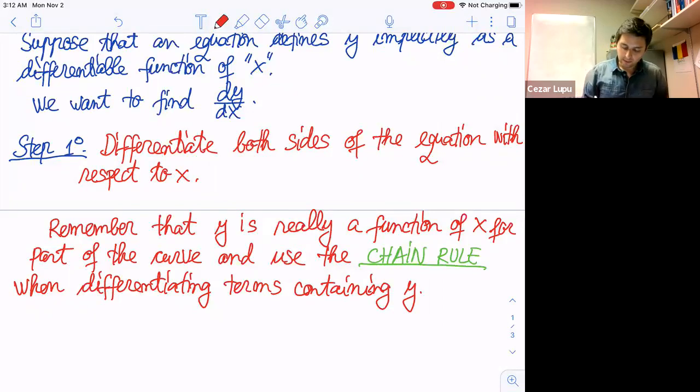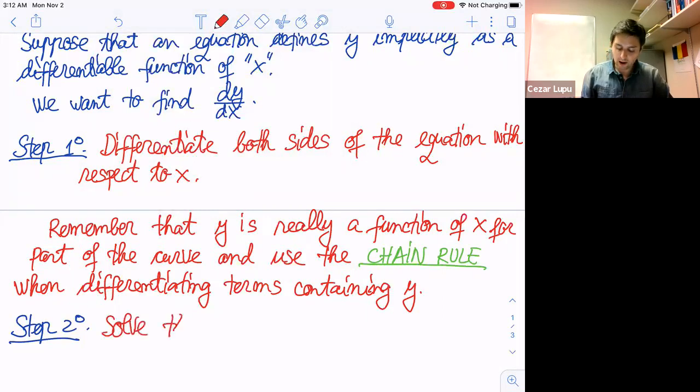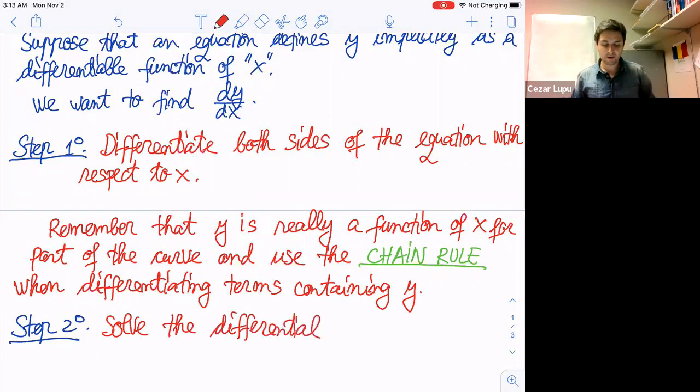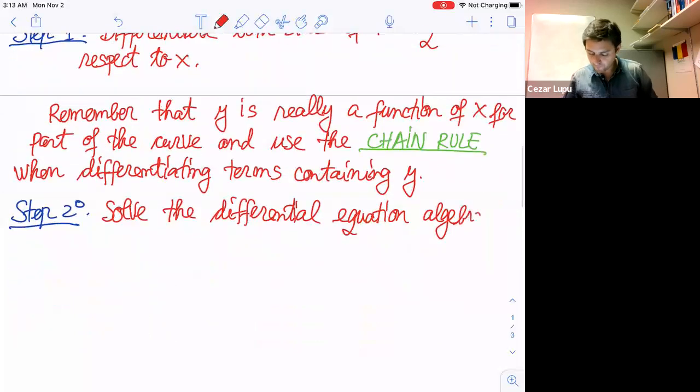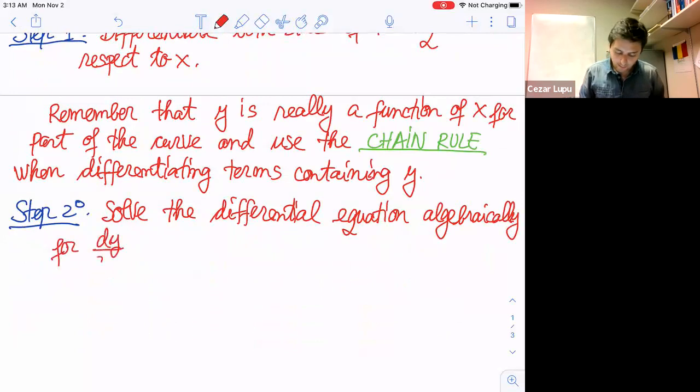And now step 2. Let's write again in red so that we can emphasize this. Solve the differentiated equation. This is a little bit more pretentious, but it's not as hard as you think. We will solve it algebraically for dy over dx. All right, so this is step 2.